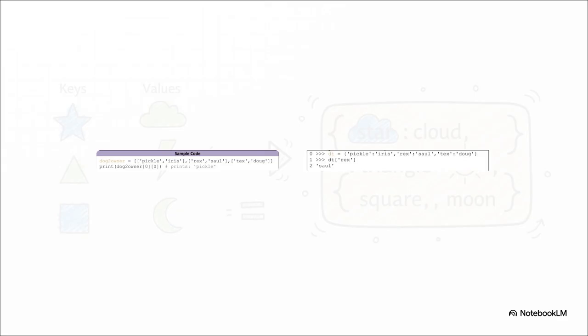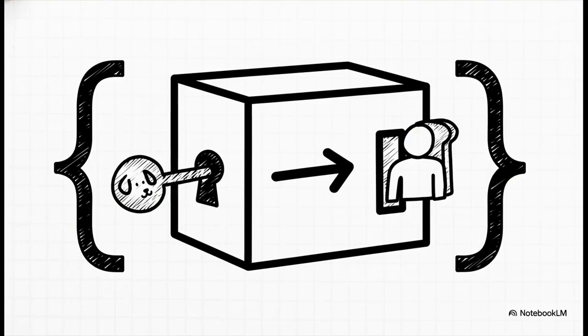On the left, you've got our clunky old list of lists, but on the right, you have a dictionary. See how clear that relationship is? The key Pickle points directly to the value Iris. It's just so much more readable and intuitive. Just makes sense. And this is where the magic really happens. To find Rex's owner, you don't have to remember some random number. You just use the dog's name, Rex, as the key. You pop it in the square brackets, d['Rex'], and boom, Python instantly gives you back the owner, Saul. It's clean, it's readable, and it is unbelievably fast.